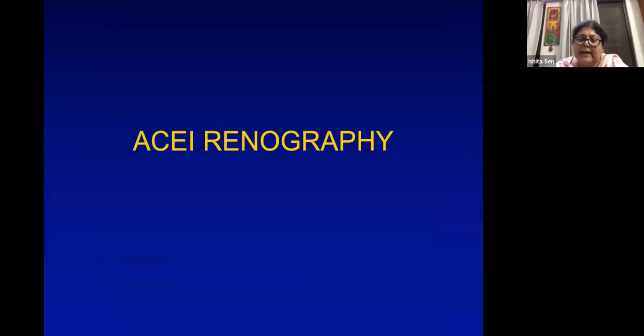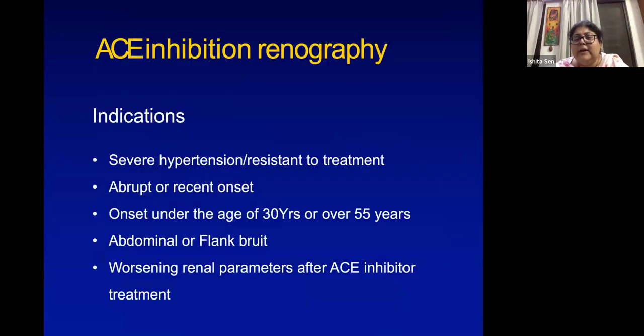So coming to the second part, which is the ACE venography. This is a very quick run through of ACE venography. The indications for ACE inhibition renography are severe hypertension resistant to treatment, an abrupt or recent onset of hypertension under the age of 30 years or above the age of 55 years, abdominal or flank bruit, and worsening of renal parameters after ACE inhibitor treatment.